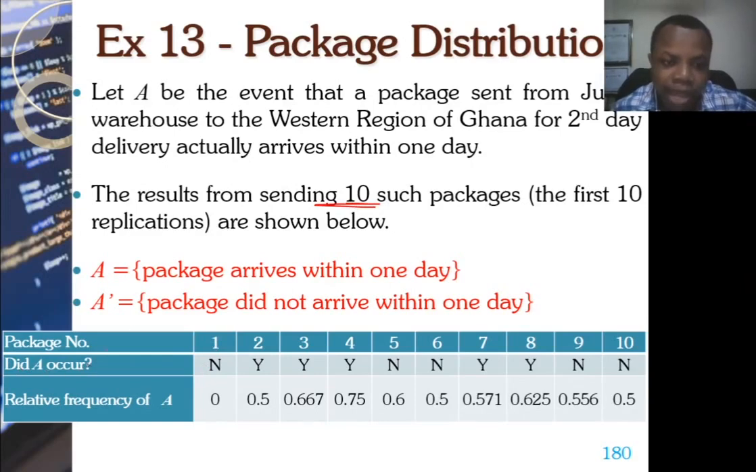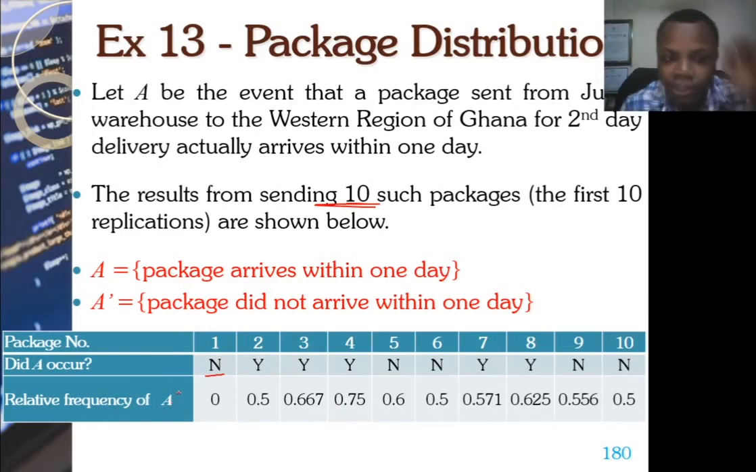Now, with the first package, did the package arrive within 1 day? The first package did not arrive within 1 day, so that is why we have no here. For the second package, did it arrive in 1 day? Yes. So yes and no continue until we get to the 10th. With this, let's see how we estimate the probabilities.